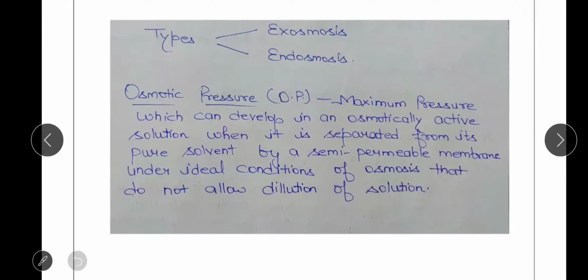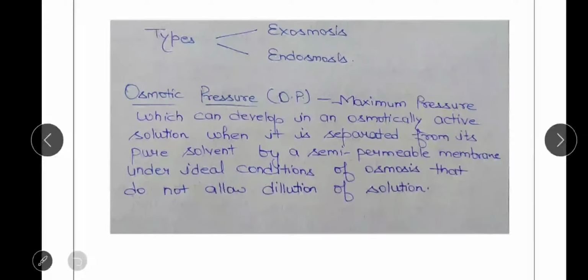As in the earlier example, there is a membrane between the pure solvent and a solution, which has a concentration of solute plus solvent. So the osmotically active solution, the solution consisting of the solute plus the solvent, will generate a maximum pressure when it is separated from its pure solvent by means of a semi-permeable membrane under the ideal condition of osmosis, so that it doesn't allow the dilution of the solution.